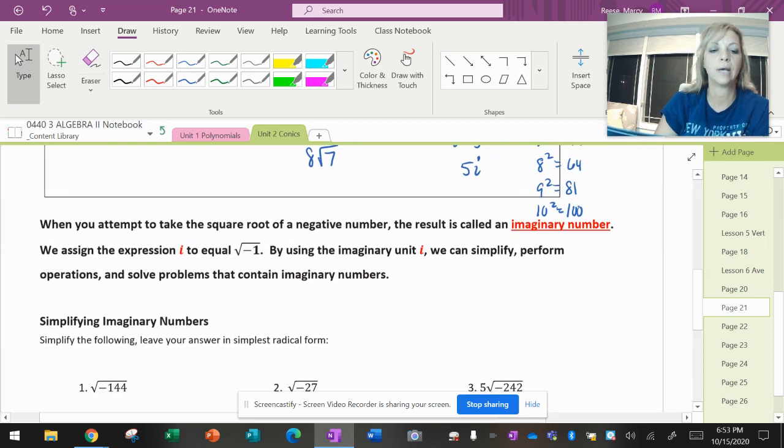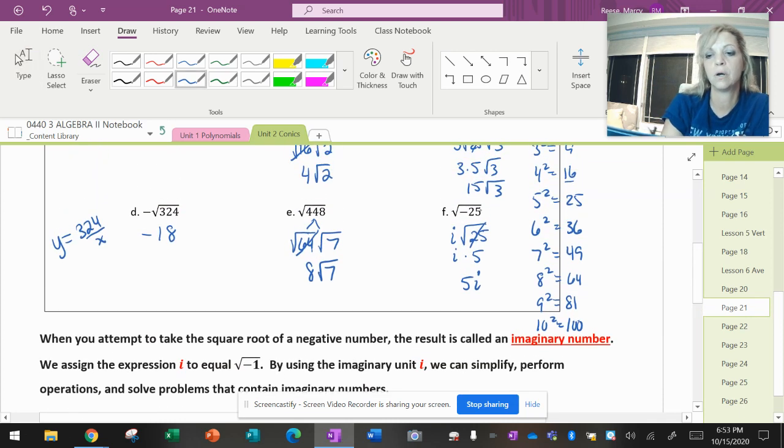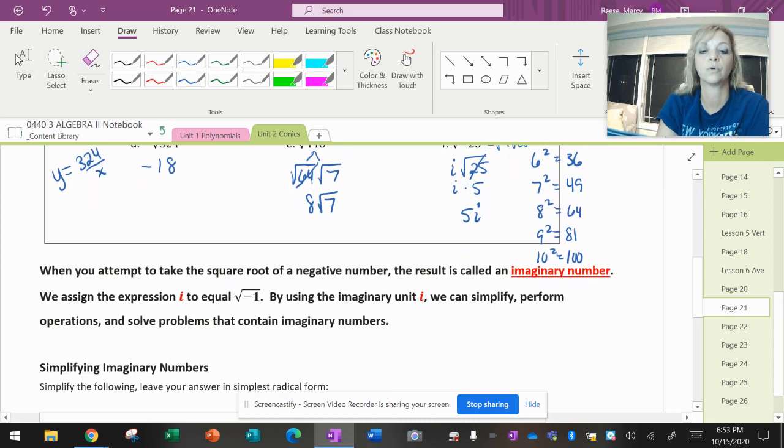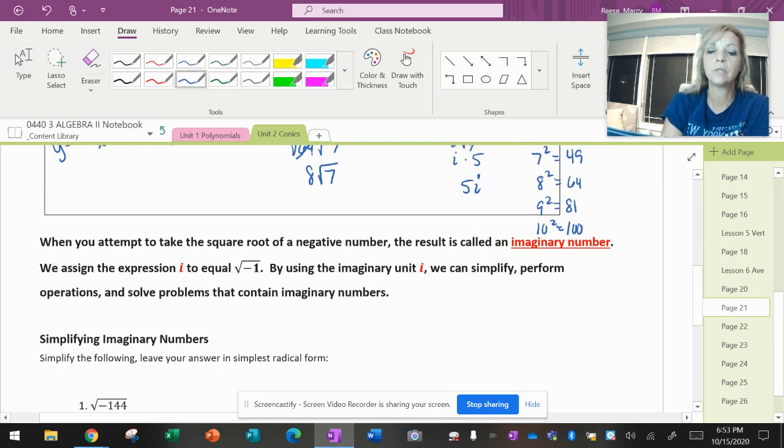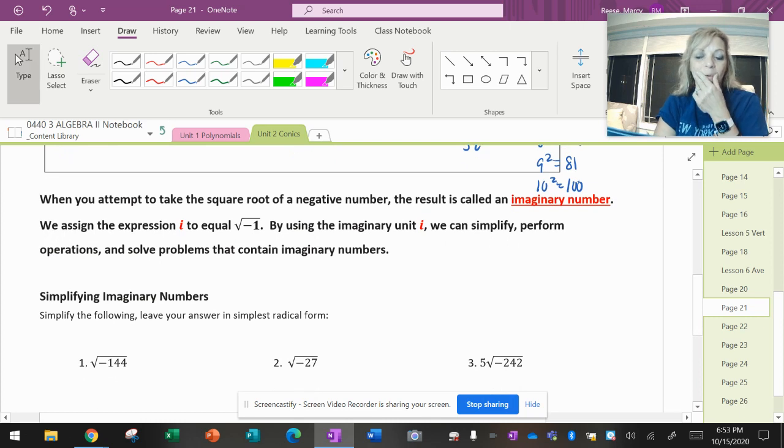So it says when you attempt to take the square root of a negative number, the result is called an imaginary number. We assign the expression i to equal the square root of negative 1. So like up here, you could say that I took negative 1 out of that. So it was the square root of negative 1 times the square root of 25. By using the imaginary unit i, you can simplify, perform operations, and solve problems that contain imaginary numbers.